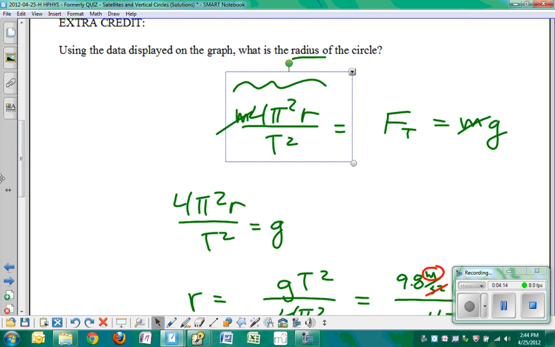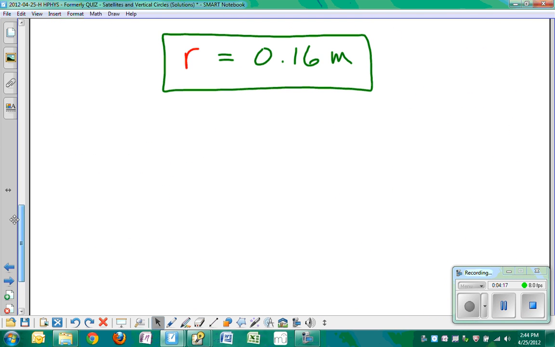Another way of doing that is to say that the force of tension at the top, we know from doing a free body diagram before, is when it's at a minimum. Sorry about that.